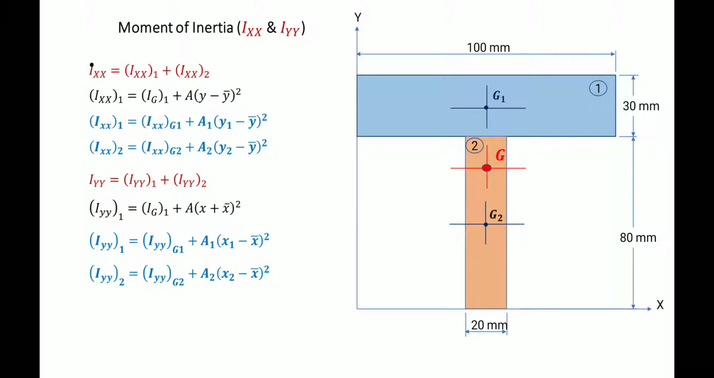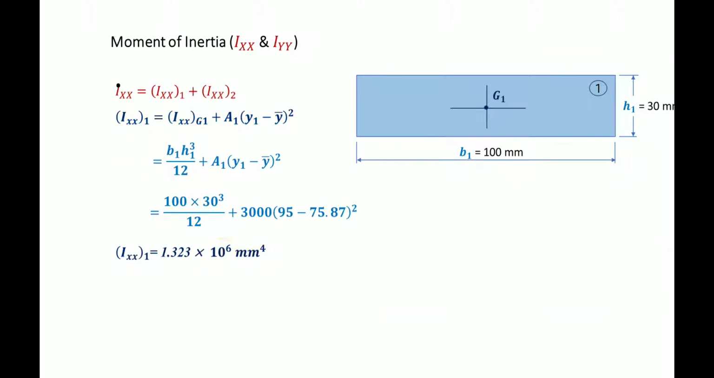Then for the moment of inertia formula, Ixx1 is equal to Ig1 plus A into (y1 minus y bar) the whole square. This is the formula to find the moment of inertia for a simple section. As it is having two sections, we have to add the moments of inertia of the two sections individually. But the Ixx formula is this only. We have to study it. The Iyy formula is also like that: Ig1 plus A into (x1 minus x bar) the whole square.